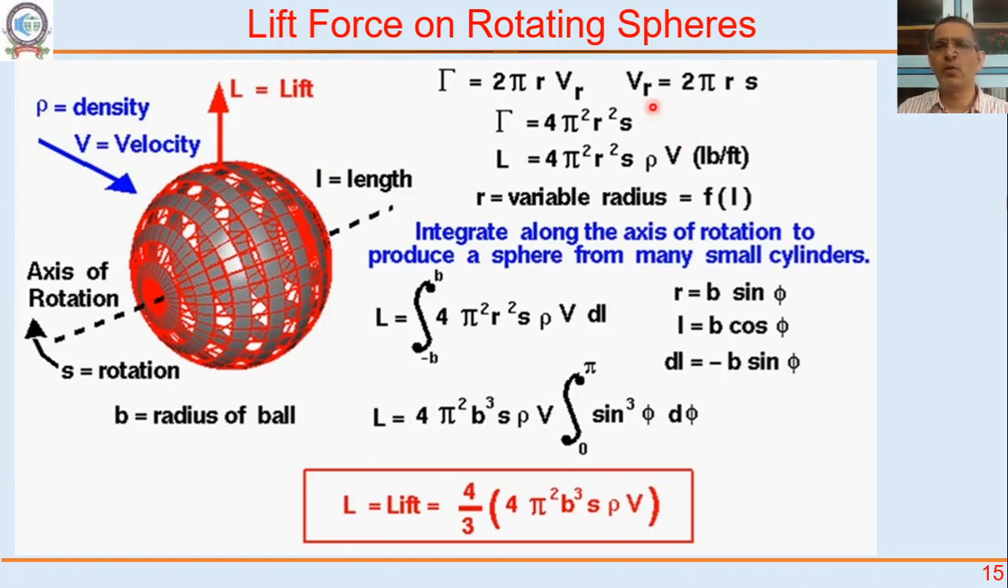Okay. Don't worry about the rotation, the circulation, all these definitions. Just look at the final expression. The lift force is equal to 4 by 3, 4 pi square b cube. B is the radius of the ball. S is the speed of rotation. So 2 pi r s is 2 pi r n, how many revolutions per second this ball is doing. Rho, density of the fluid. V, velocity of the fluid.